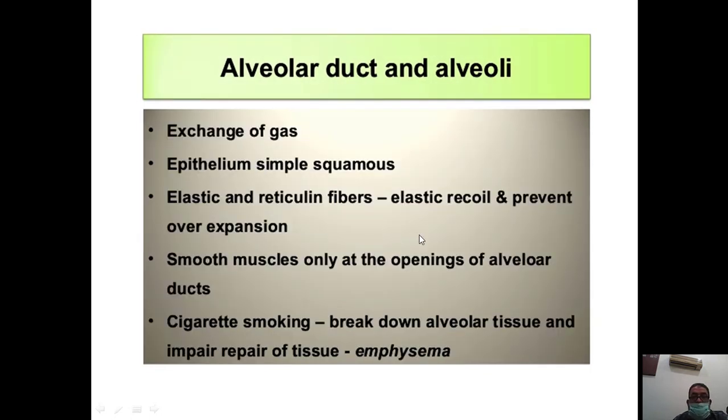Smooth muscle only at the opening of the alveolar duct. Only at the opening of the alveolar duct, no other place are smooth muscles present. Cigarette smoking breaks down this alveolar tissue and its repair, which is called emphysema. So cigarette smoking is the clinical application here, where this elastic and reticular framework is disturbed in cigarette smokers. That is why emphysema is the abnormal expansion of the lung parenchyma.